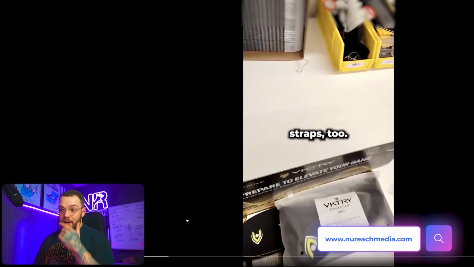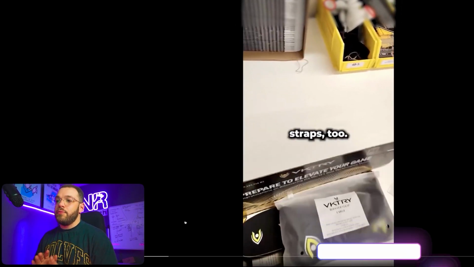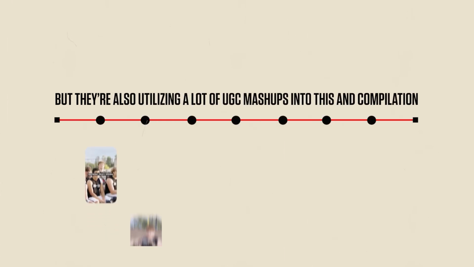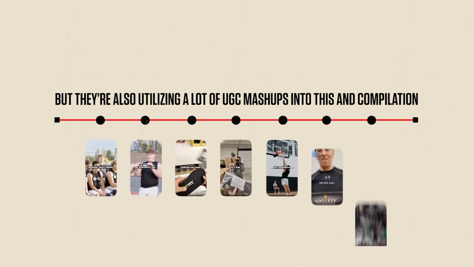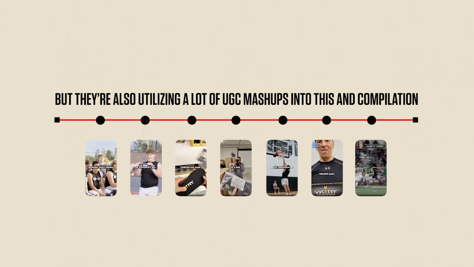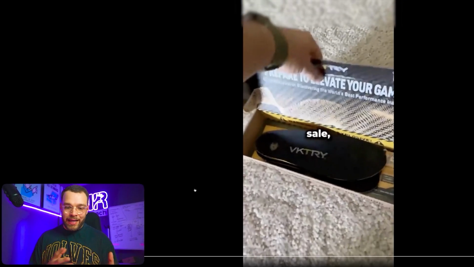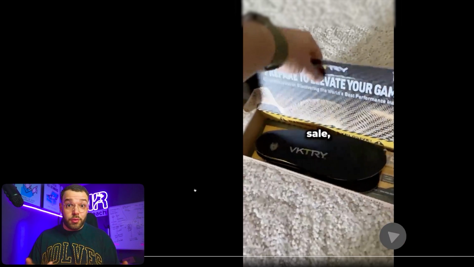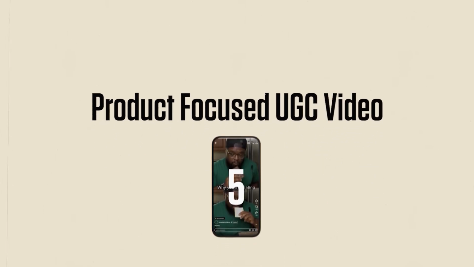Right, packaging aspect here, hey, we're giving the customer a free gift, blah, blah, blah. But they're also utilizing a lot of UGC mashups into this and compilations. You can see, right, they have so many other clips of different people utilizing the product and educating the consumer on what they're selling. And so these sort of behind the scenes videos that you can combine with other UGCs are going to be very, very powerful, again, from a building trust aspect and from getting people to actually convert.